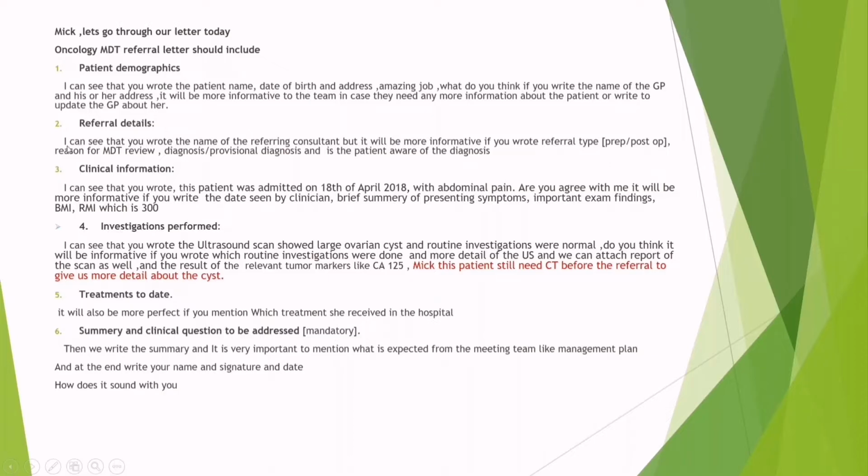Okay. So, Mike, I can see that you wrote the name of the referring consultant, but it will be more informative if you wrote the referral type. It is pre-operative, post-operative, the reason for the referral, what is the provisional diagnosis or the diagnosis, and whether the patient is aware of this diagnosis or not. Am I clear?